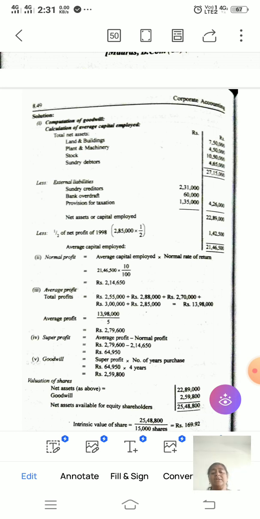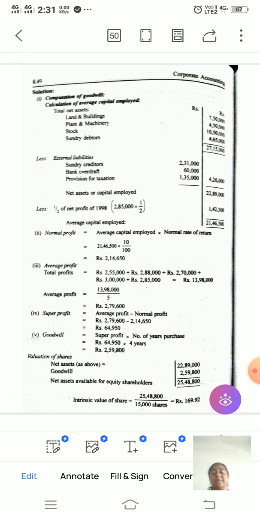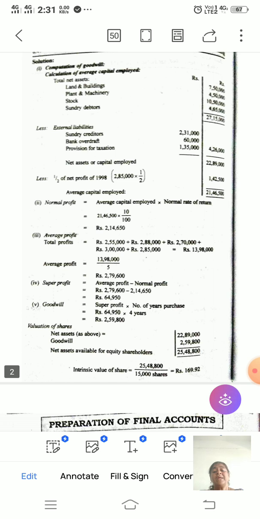Then we have to calculate the 3 formulas. First is normal profit. Normal profit is average capital employed into normal rate of return. Then the second formula is average profit: we have to add all the 5 years profit divided by 5. Then super profit is average profit minus normal profit. When we have to find the valuation of goodwill, it is super profit into number of years. So up to this it's very important. So we have to calculate all these things.